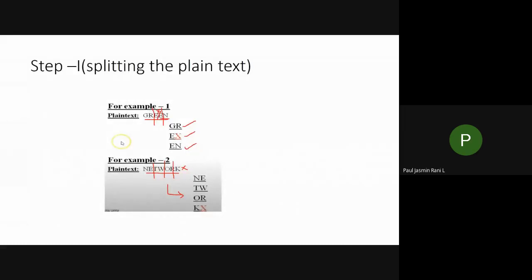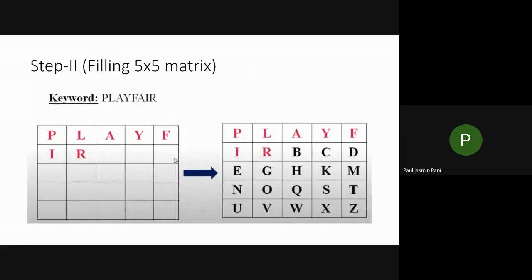Next, step 2 is that you have to form a 5 cross 5 matrix. In your question you will have one keyword and the other is the plain text. Definitely you will have a keyword, and the keyword is nothing but a string. Let us consider your keyword is PLAYFAIR. Let us assume that your keyword is PLAYFAIR.